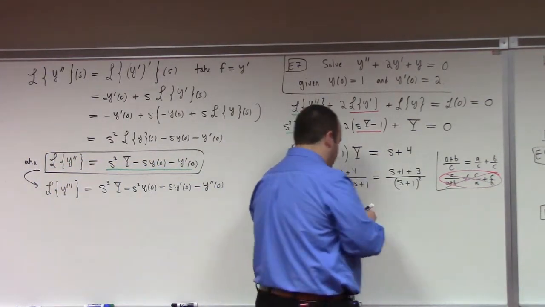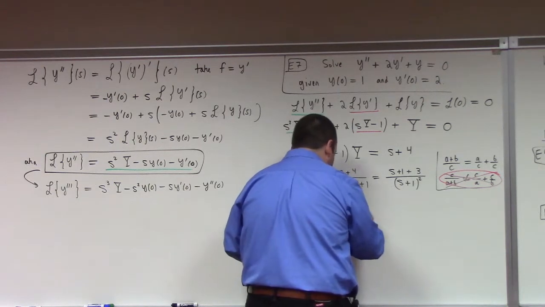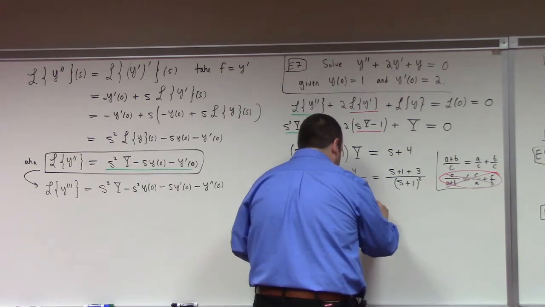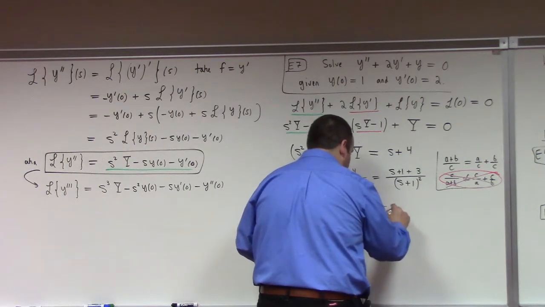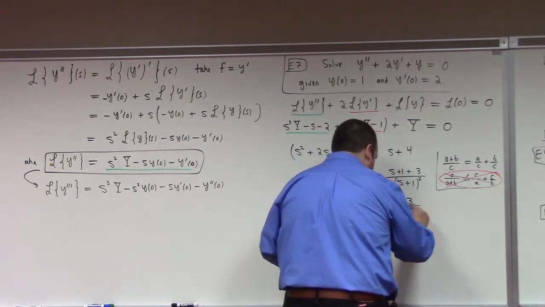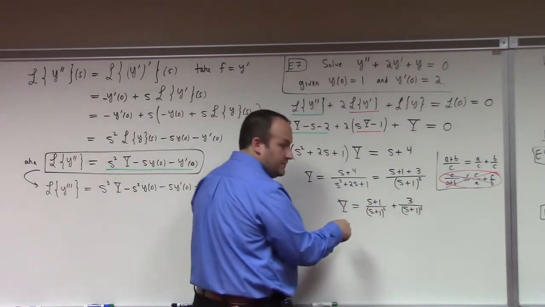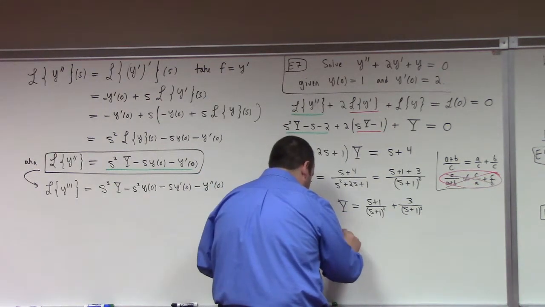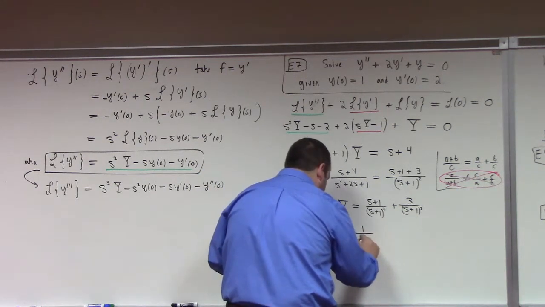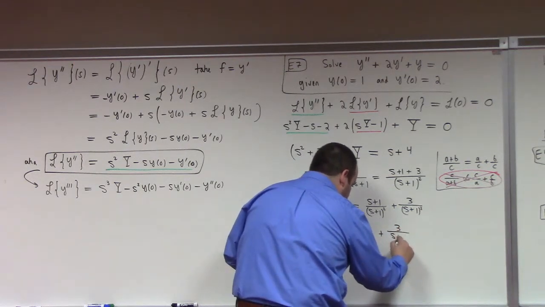Okay, so we have big Y is equal to s plus 1 over s plus 1 squared plus 3 over s plus 1 squared, right? Now those cancel, right? So what I really have is Y is equal to 1 over s plus 1 plus 3 over s plus 1 squared.